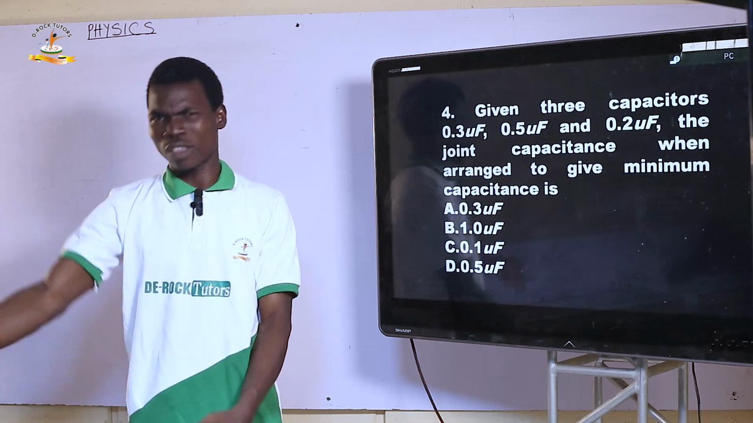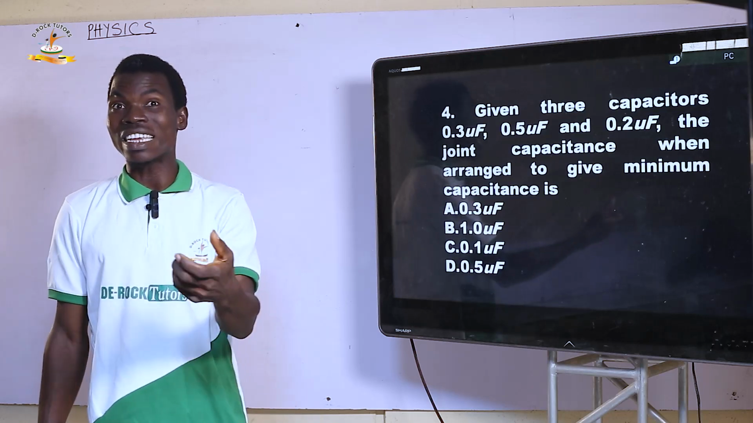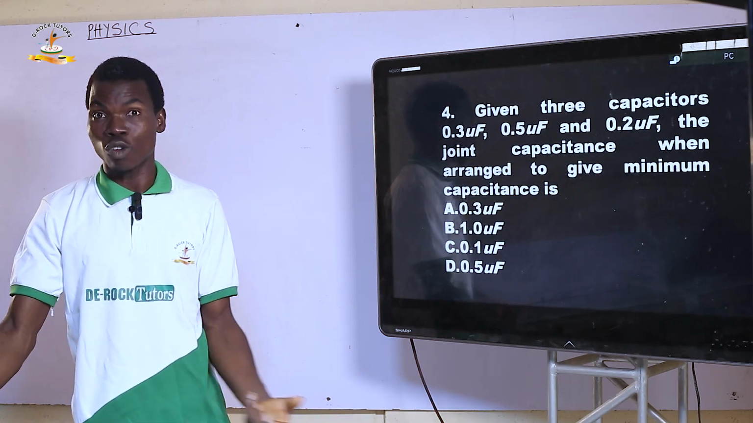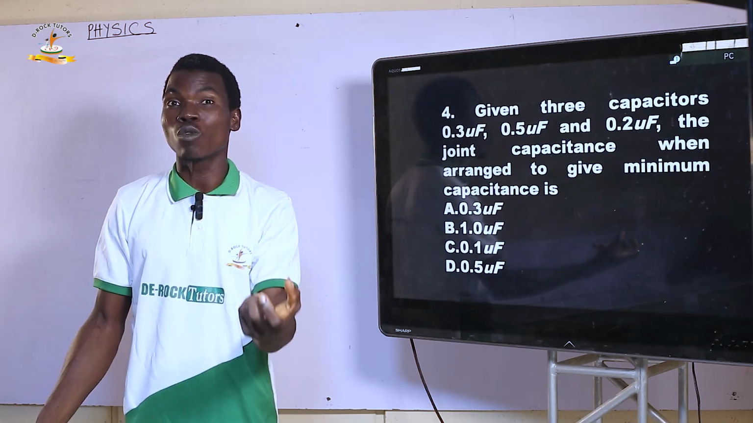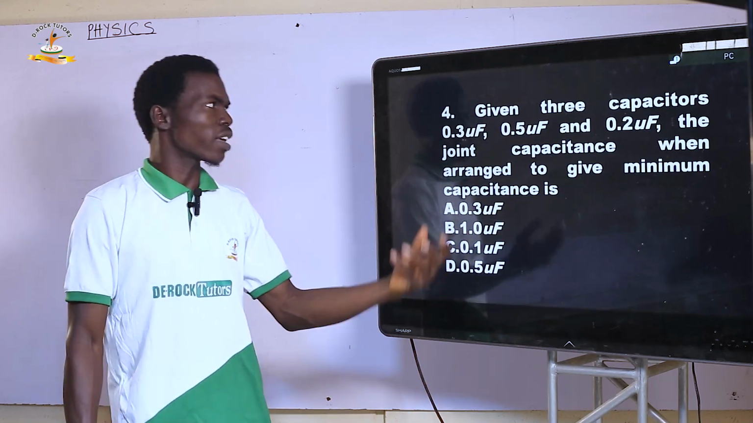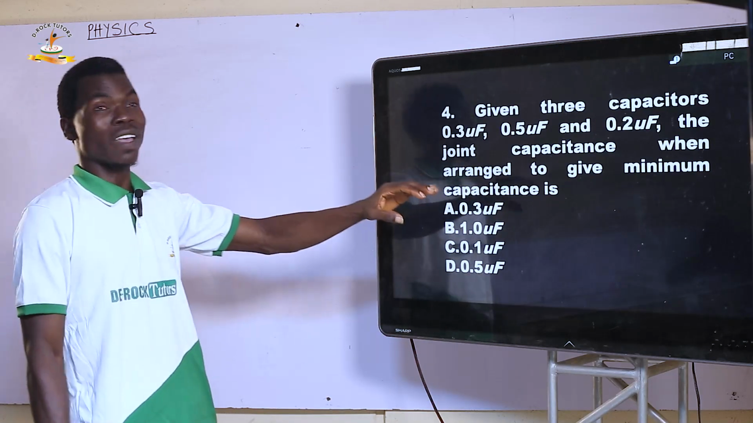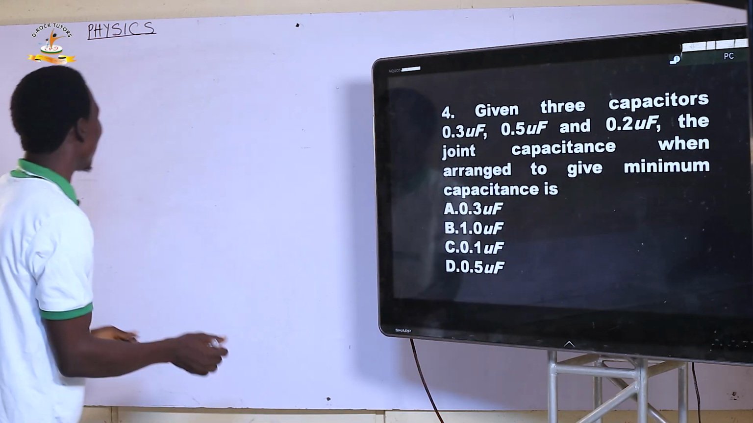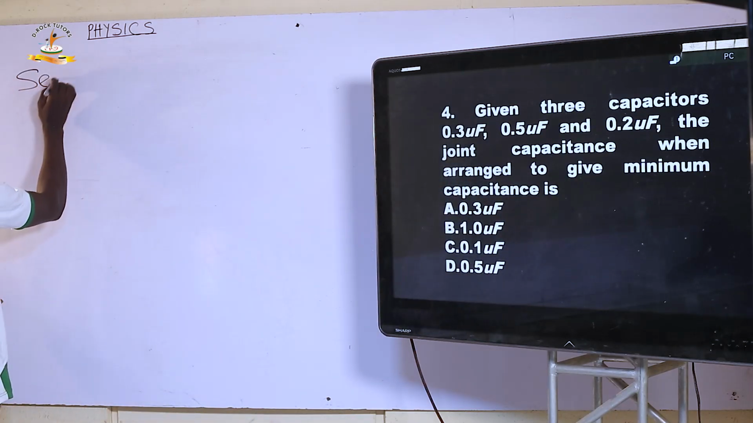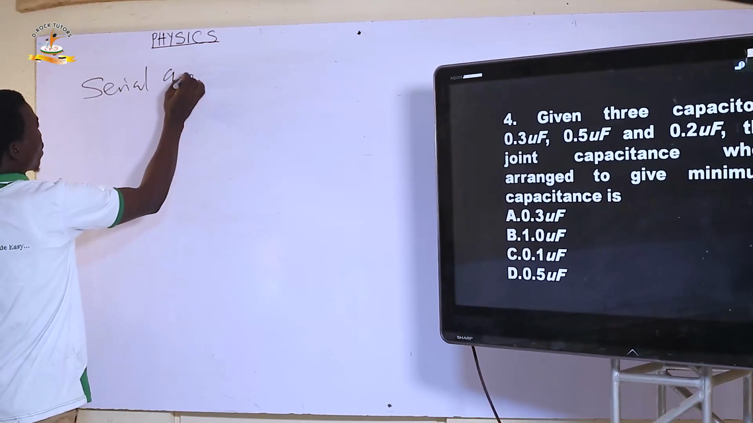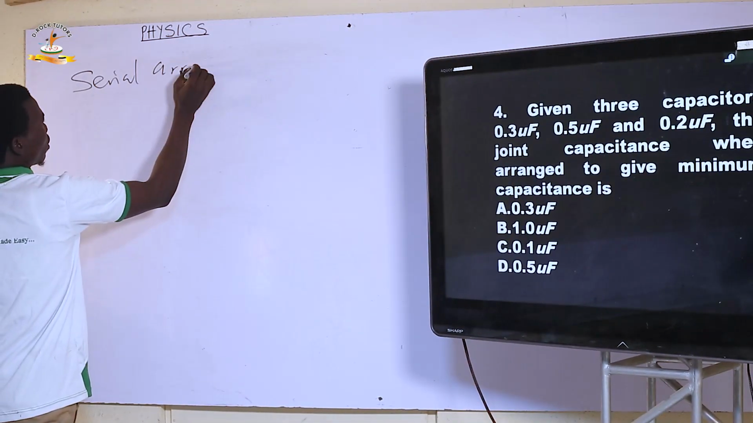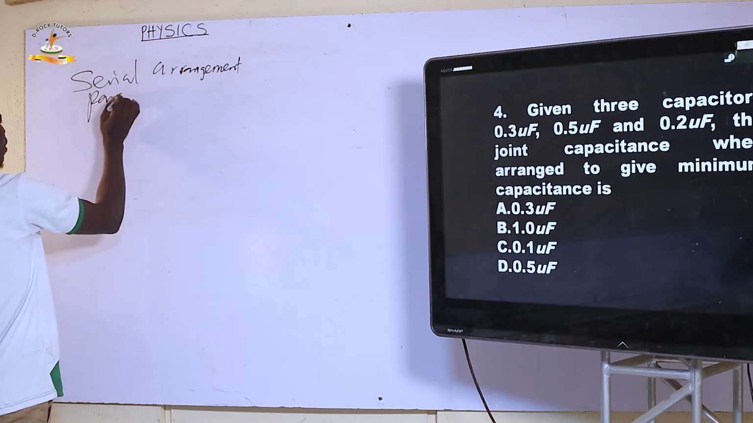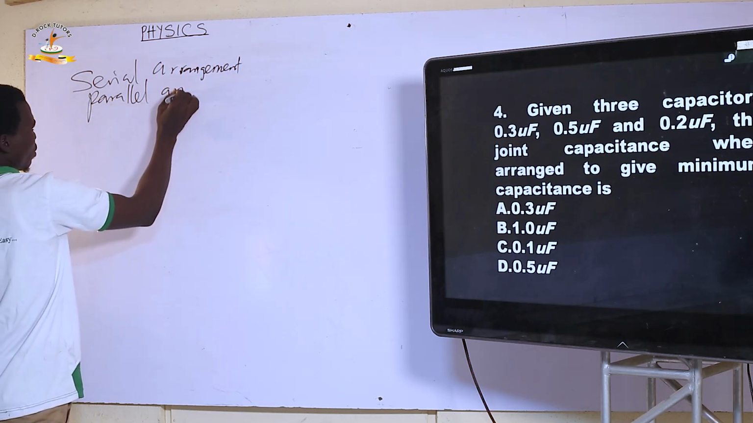If it were an inductor, it stores it in the magnetic field. If it were an accumulator, it stores it in the form of chemical energy. Let's take a look at it again. Now, the arrangement of capacitors, to give us a minimum, we can arrange it in two ways. We can arrange a serial arrangement, or parallel arrangements.